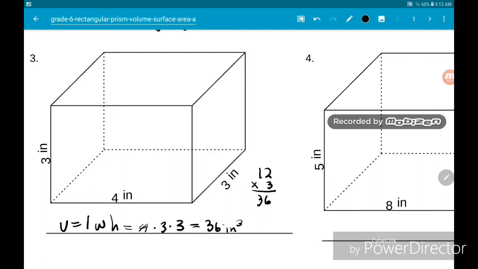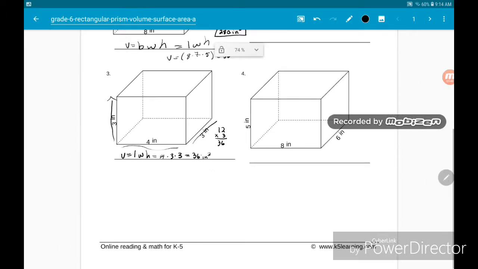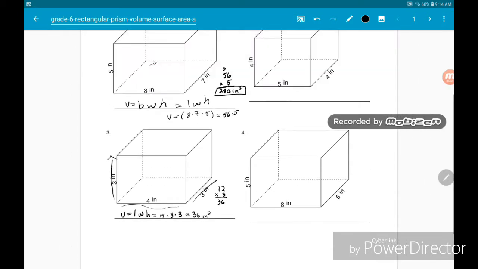Where do you get the 3 from? Length, width, and then height. Like the 12 times 3. It's base 4 times width 3, 4 times 3, and then times 3. Oh, this is the height. Alright. Last one for volume. Actually, that's it for volume.